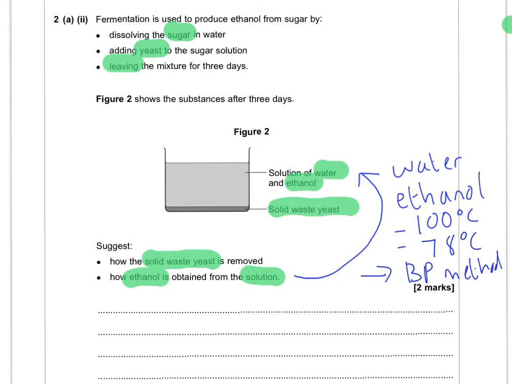Perhaps the easier one, okay, is removing the solid waste yeast. So if we've got a solid and we've got a liquid, we can quite easily set up a piece of equipment like this. The solid will be trapped here, and the liquid will move through to the bottom. Okay, so again, we need to give that a name. So we're essentially looking for two keywords, and we've got to make sure we say which one's which.